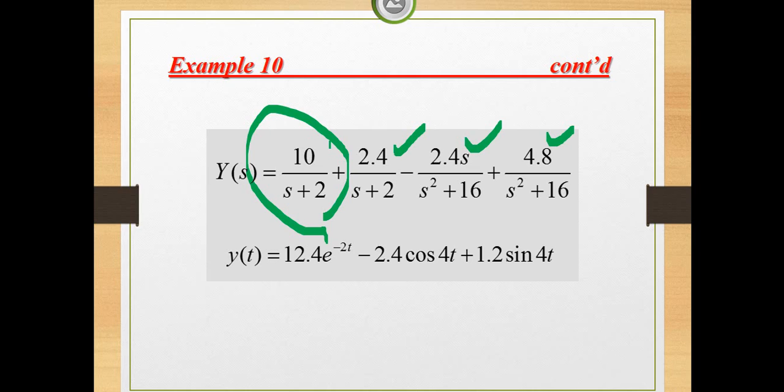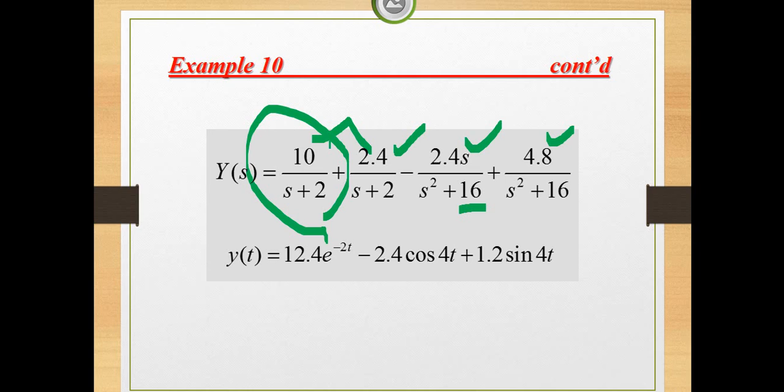Then you can have it inverted. So this s plus 2 tells you that's an e raised to negative 2t. And this 10 and this 2.4 were added, so that would be 12.4 because they have the same denominator. These two have the same denominator. However, this one has an s and this one has a constant. So as for the s, that's automatically a cosine of the square root of 16, which is 4t.